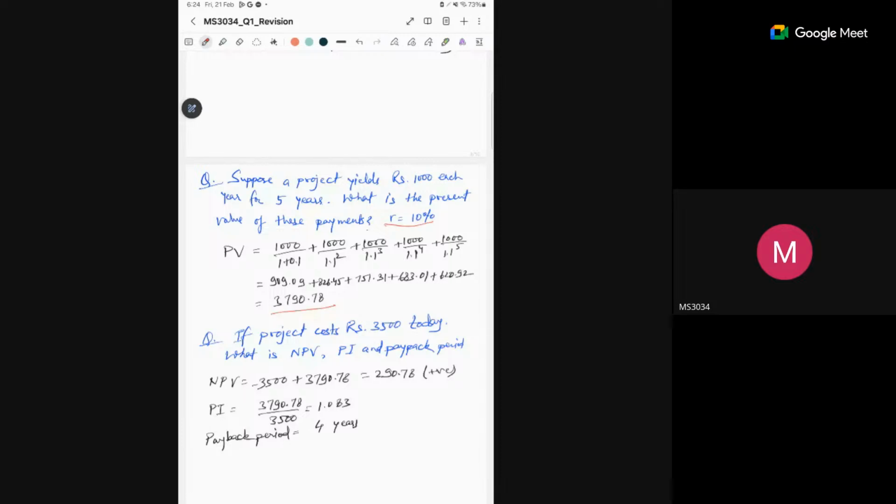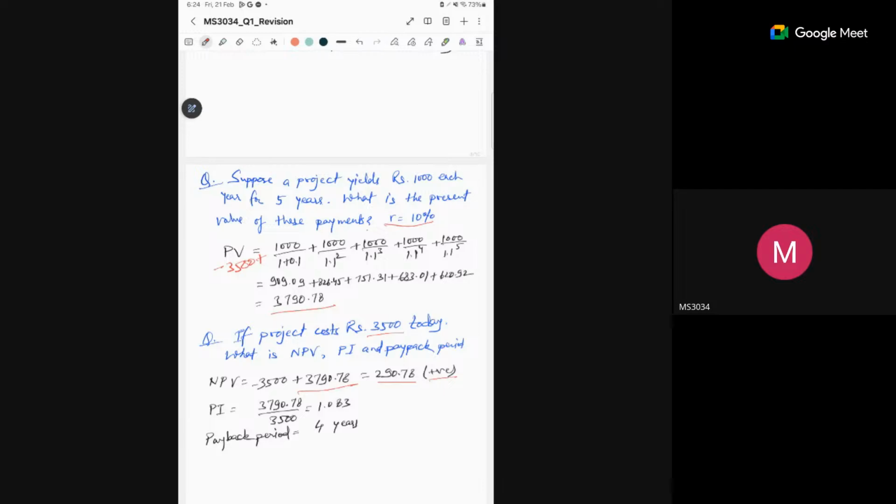Similarly, if it asks you, if the cost of this project is 3500 today, then to calculate NPV, I have to incorporate minus 3500 here, and then sum all of that. So all of that is this. Then NPV is coming out to be positive. So that means if the cost of this project is 3500 today, then it has a positive NPV, and it is an investable project.